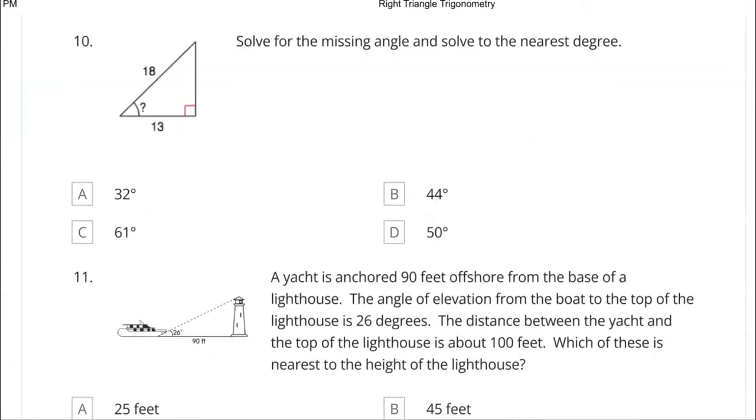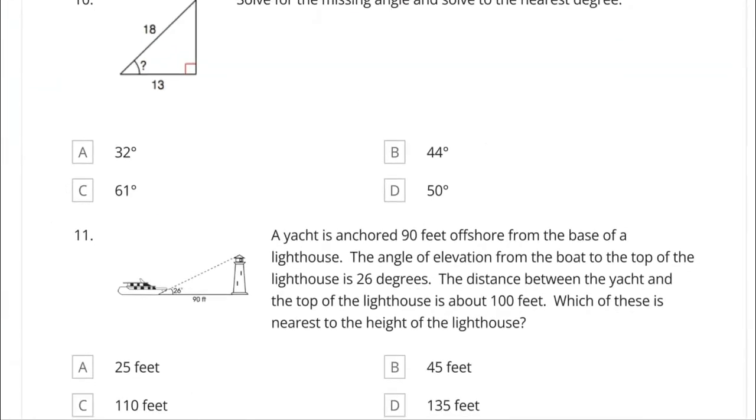All right, next one, number 10. Solve for the missing angle and solve to the nearest degree. Okay, so we're going to do it to the nearest degree. Here's where the missing angle is. They're just calling it a question mark. I'm going to do the same. This is adjacent. This is hypotenuse. SOHCAHTOA tells us if we have adjacent and hypotenuse, we are looking at cosine.